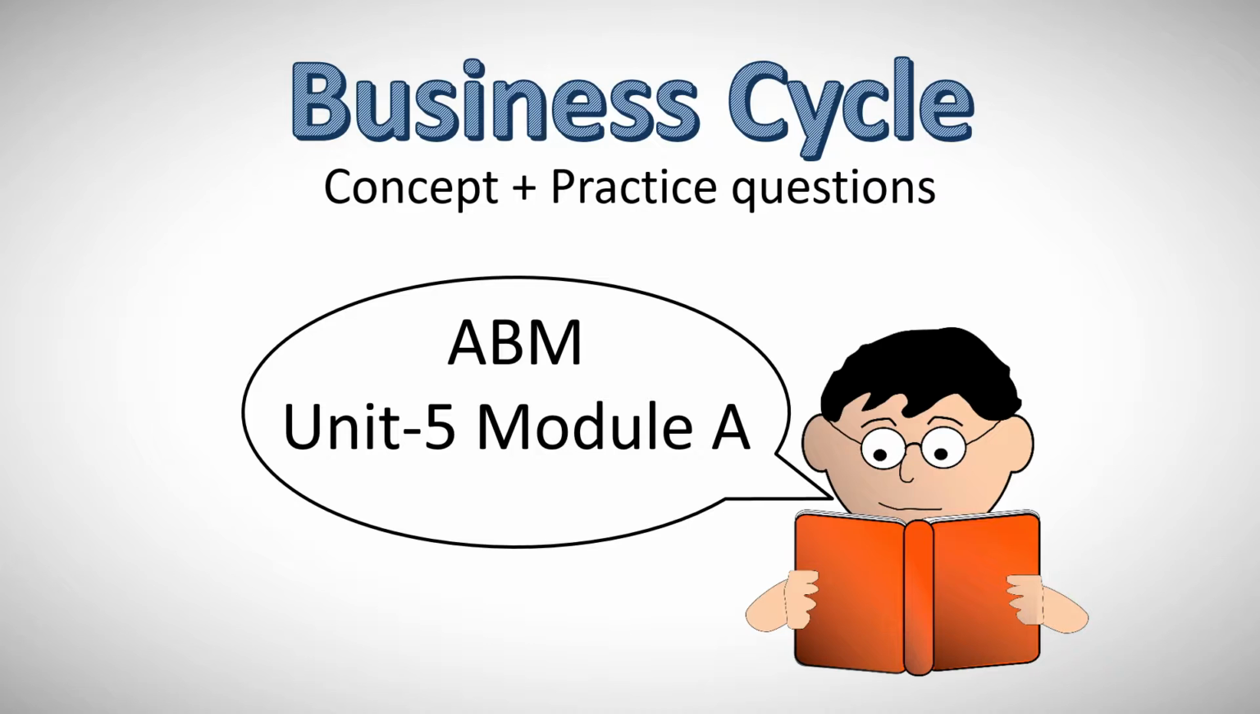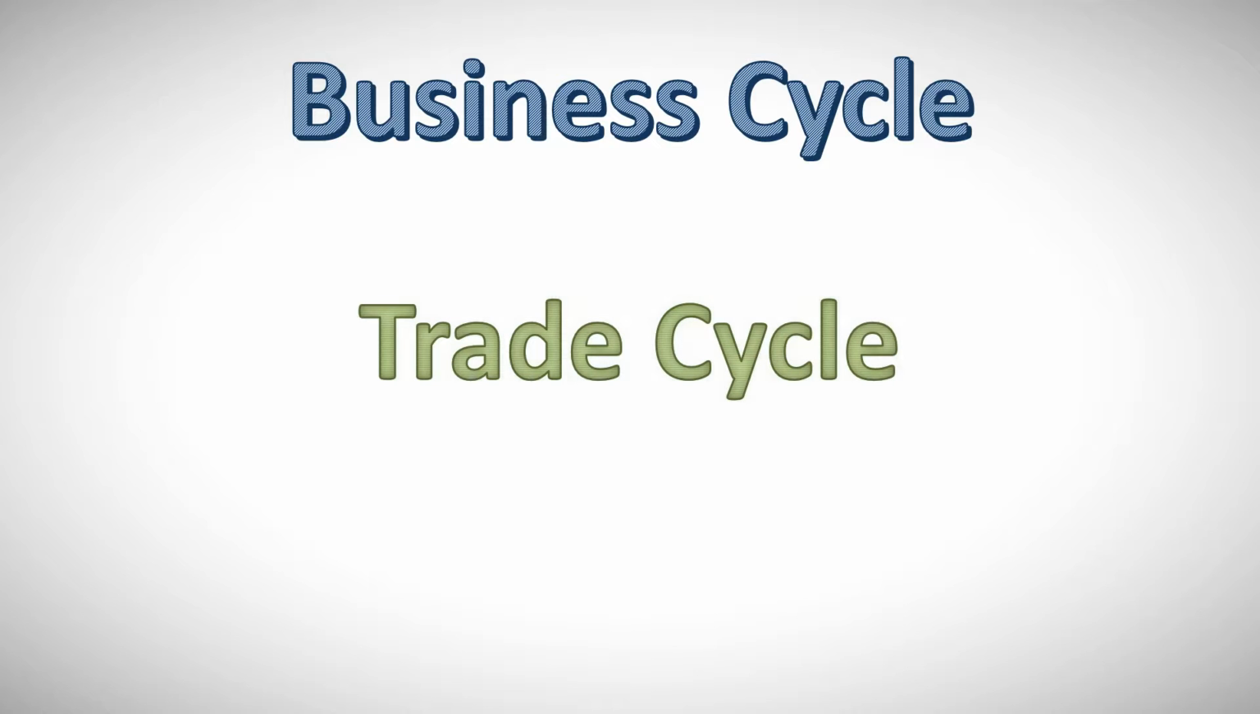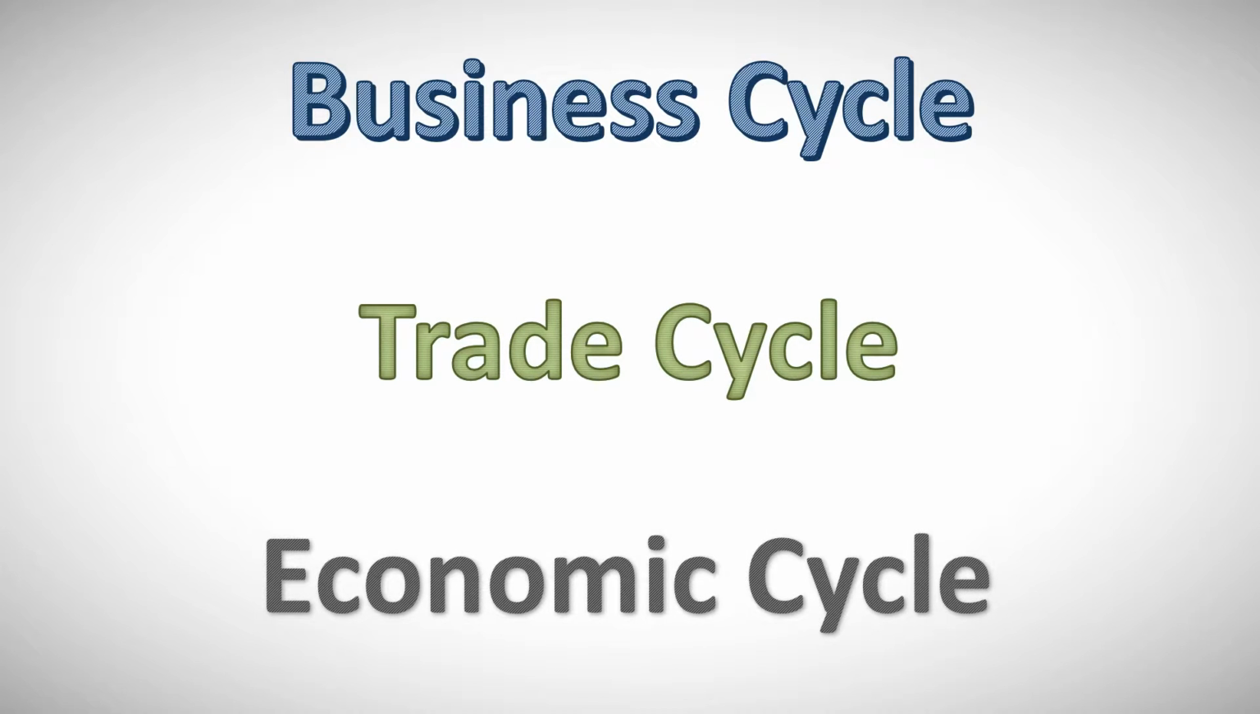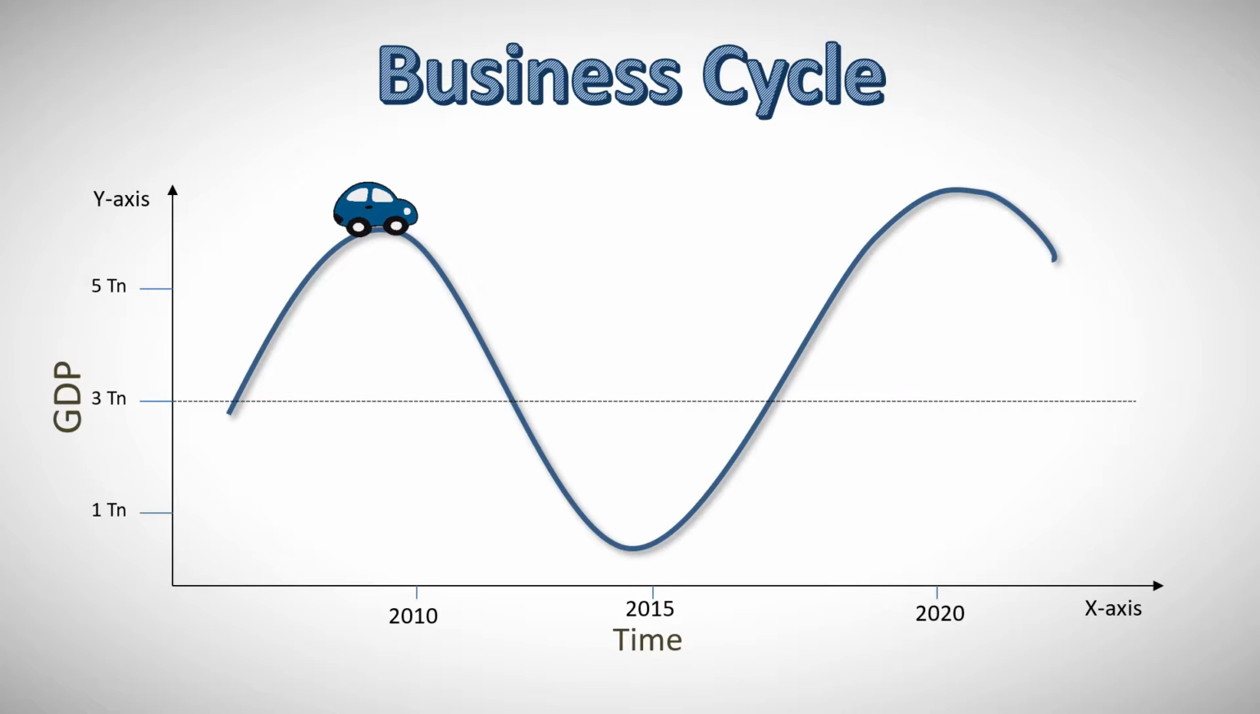In this video, we are going to cover Unit 5 under Module A of Advanced Bank Management, where we are going to study the business cycle, also known as the trade cycle or the economic cycle. Business cycle shows the fluctuations, or we can say the rise and fall of economic activities that occur from time to time in an economy.